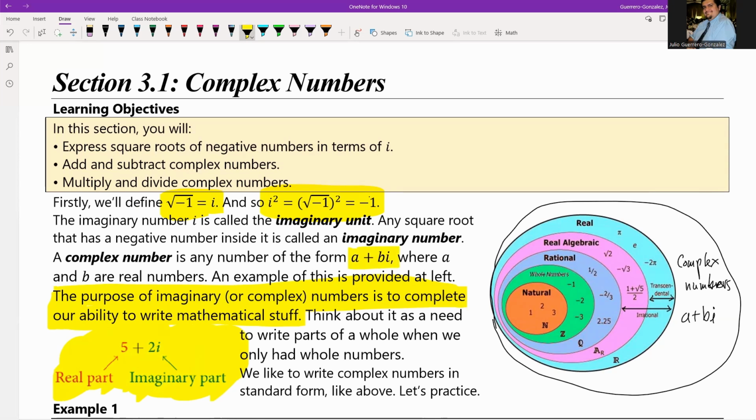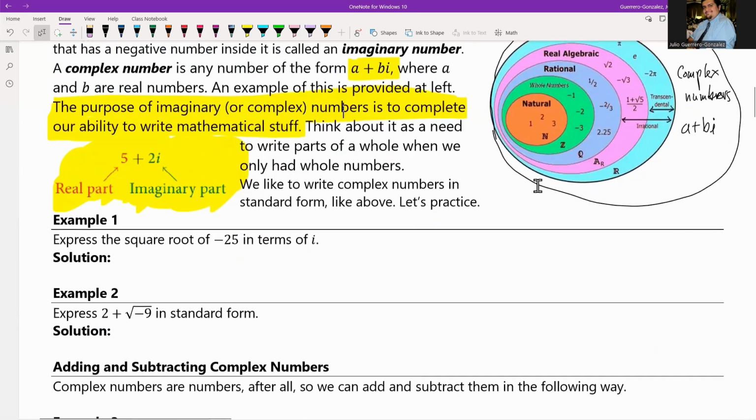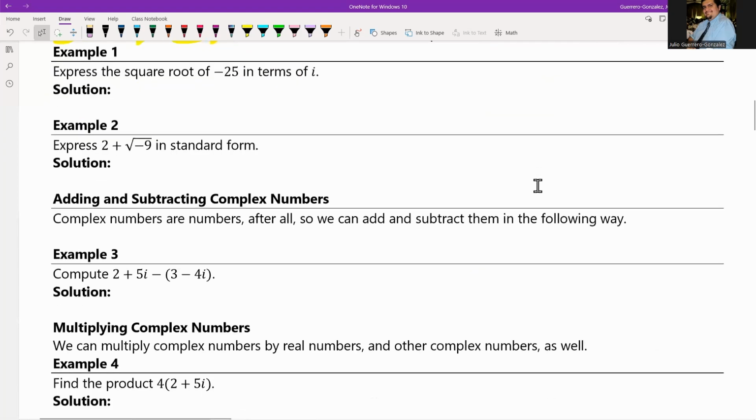All right, so now you know why we have it, okay? What I want to do now is show you guys how to play around with it. So let me start with a couple of examples. First of all, let's just see how to play around with the square root of negative 25. So if we write it out, we have this. Whoops, the square root of negative 25.